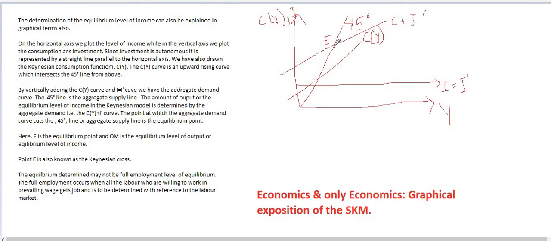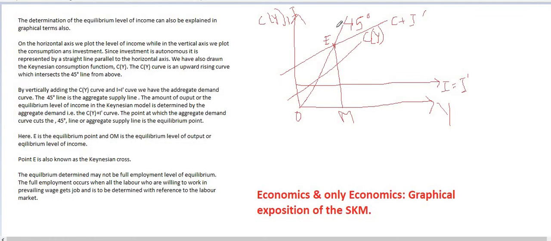So at this point what happens? Aggregate demand, which is the C plus I prime curve, and the aggregate supply curve, that is denoted by the 45-degree line, intersect, and the equilibrium level of output is determined on the horizontal axis. If this is the origin O and this is M, OM is the equilibrium level of output.